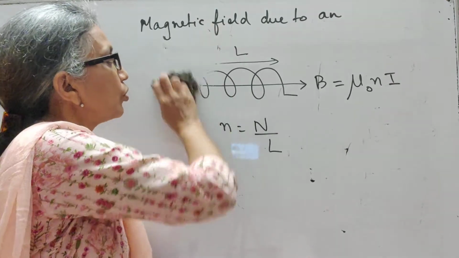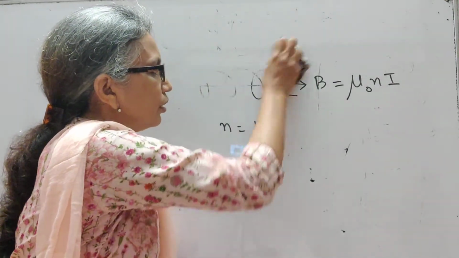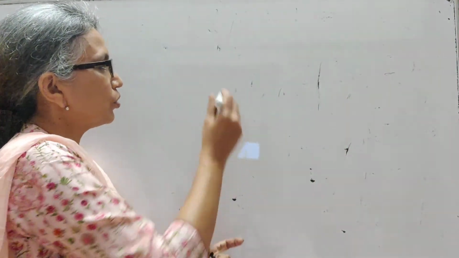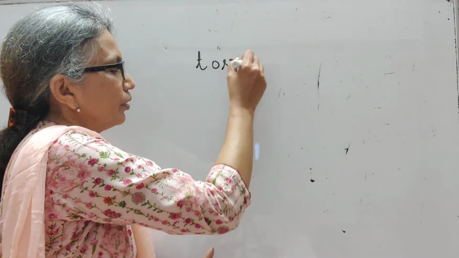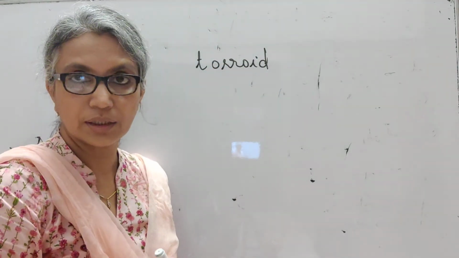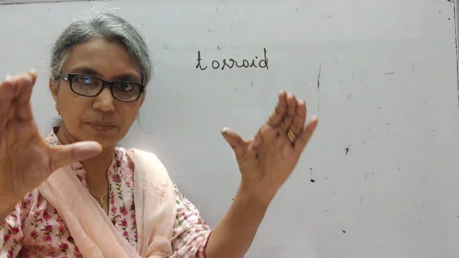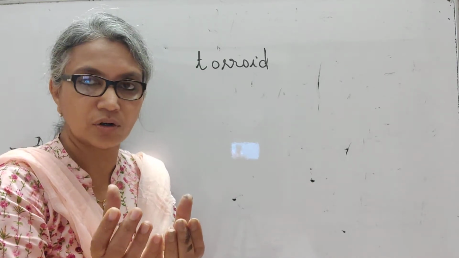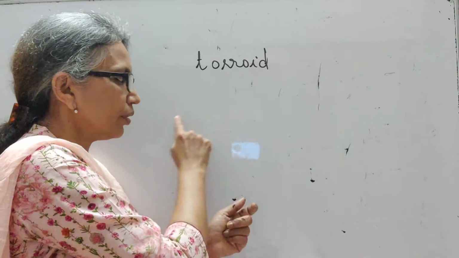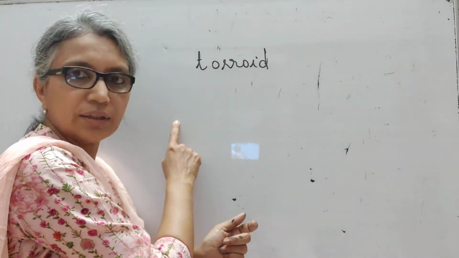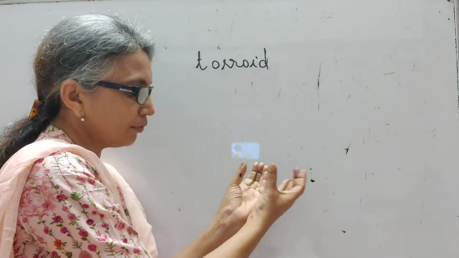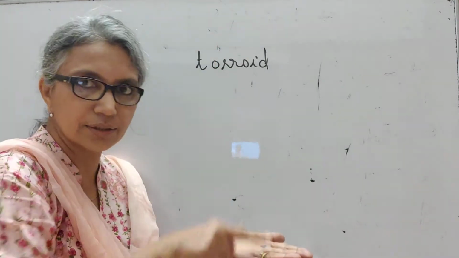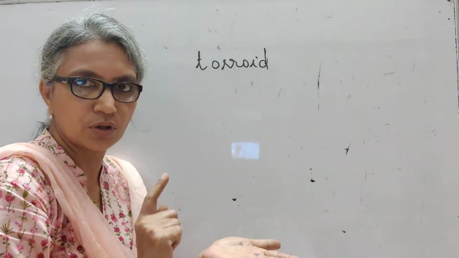Now the next one we have is the toroid. T-O-R-O-I-D. If you take the solenoid and bring it into a circular shape, then you call it a toroid. A toroid is an endless solenoid because in a solenoid you have the magnetic field like this. So one end will be north and the other end will be south. But if you turn it and fix it into a circular shape, then it doesn't have any north pole or south pole. So it's just an endless magnetic field without a definite north pole or south pole.